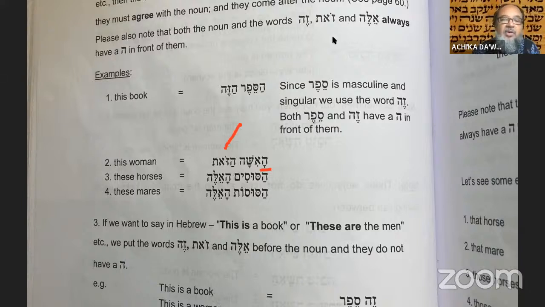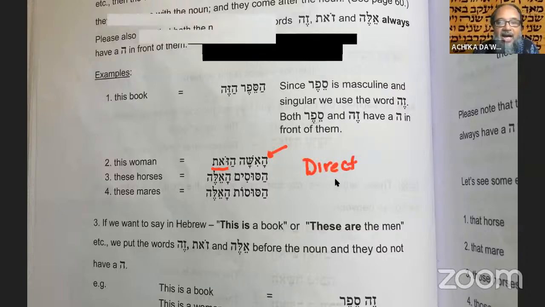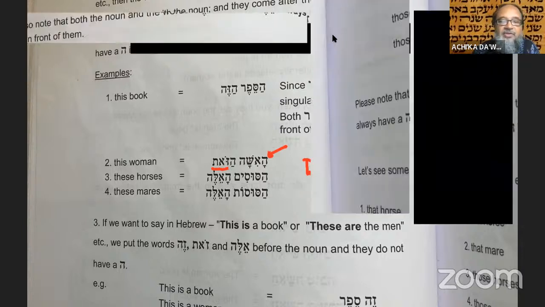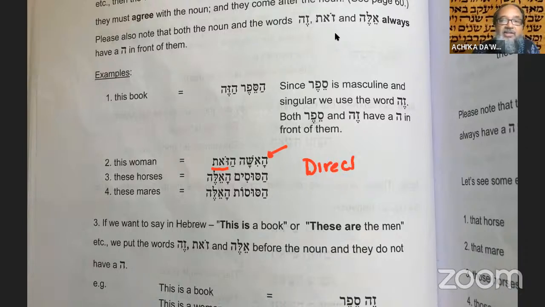Now, the reason why it's not regular zoth by itself is because they put this hey right here, which is a direct object marker. It's called a direct object marker. It's just like the aleph and the tav. The hey in front of a word is a direct object marker. So this is the reason why they're doing this, because it has to agree. If there was no ha-isha, and it was just isha, it'd be isha zoth. But it's not. It's ha-isha.